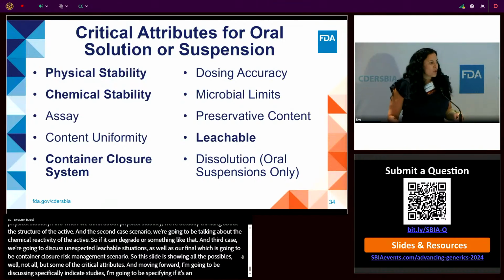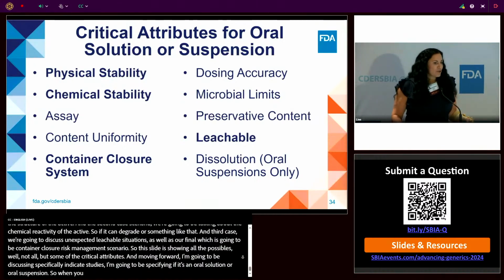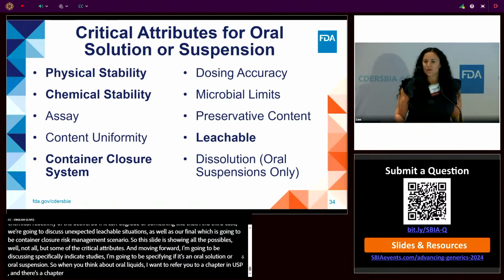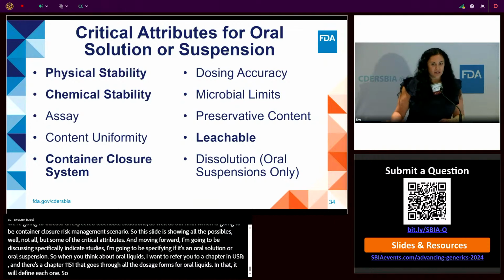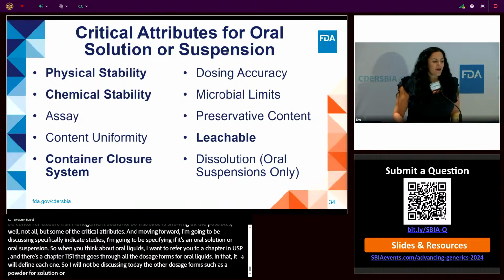So when you think about oral liquids, I want to refer you to a chapter in USP. There's a chapter 1151 that goes through all the different dosage forms for oral liquids, and in that, they'll define each one. So I will not be discussing today the other dosage forms, such as a powder for solution or suspension or syrups, because the first approvals from 2023 were oral solutions and oral suspensions.